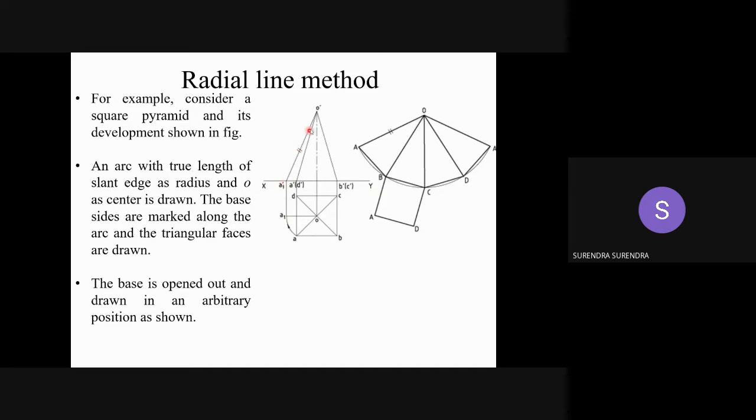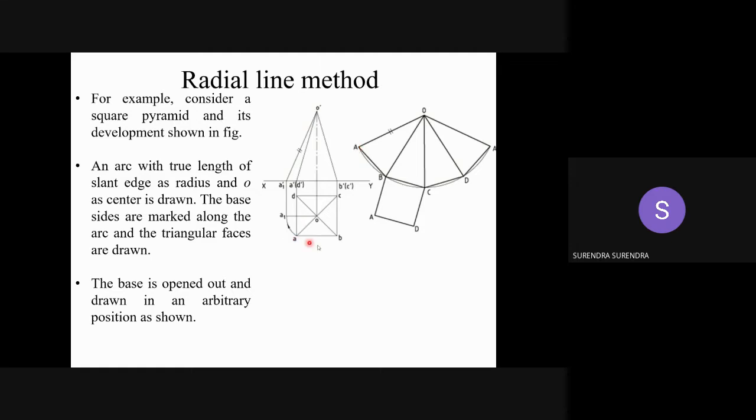So join A1 dash to O dash. This will be the true slant length. Now, taking the true slant length as radius at some random point, taking point O, and with the radius equal to the true slant length, draw an arc.